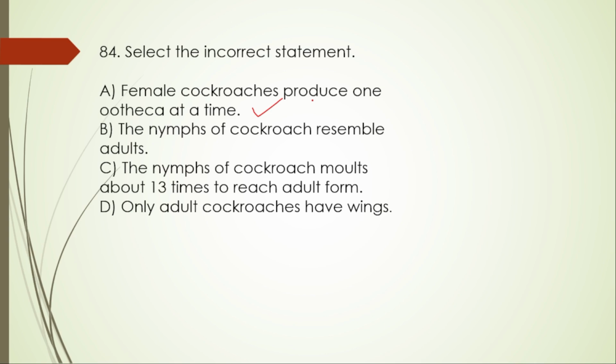B. Nymphs of cockroach resemble the adults. This one is also correct. And then the nymph of cockroach molts about 13 times to reach adult form. This one is also correct. Here we must select the incorrect one. So only adult cockroaches have wings. This one is wrong.